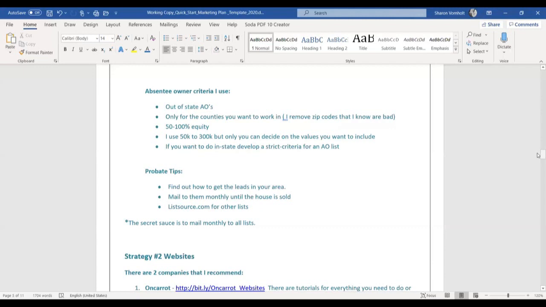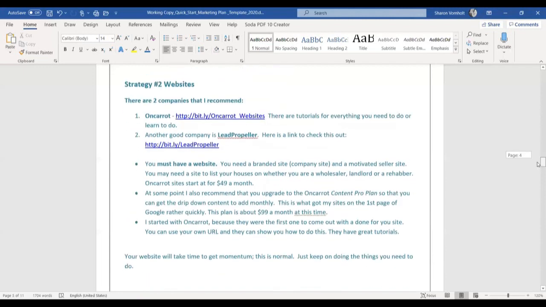Like I've said before, the money is in the follow-up. You have to mail monthly, and once you talk to someone, even if you get a no, the money's in the follow-up. Definitely follow up with these people. So strategy 2 in our example is websites.